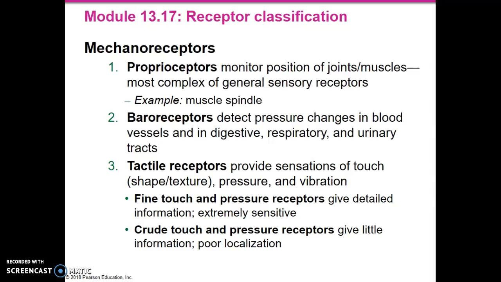Baroreceptors detect pressure changes in blood vessels, in the respiratory tract, urinary tract. Tactile receptors provide sensation of touch. There's fine touch that's very sensitive and crude touch that's difficult to localize.